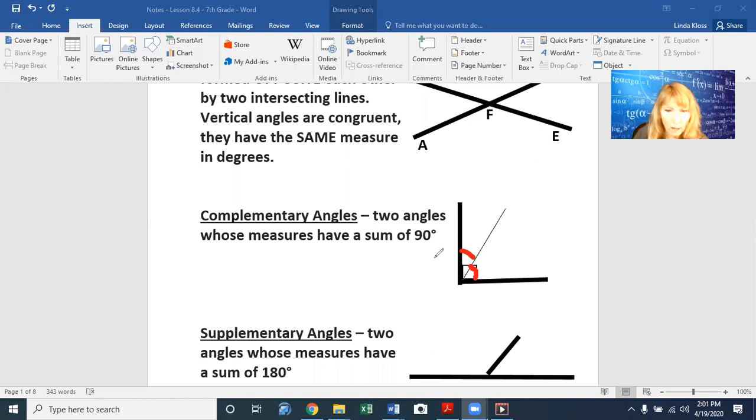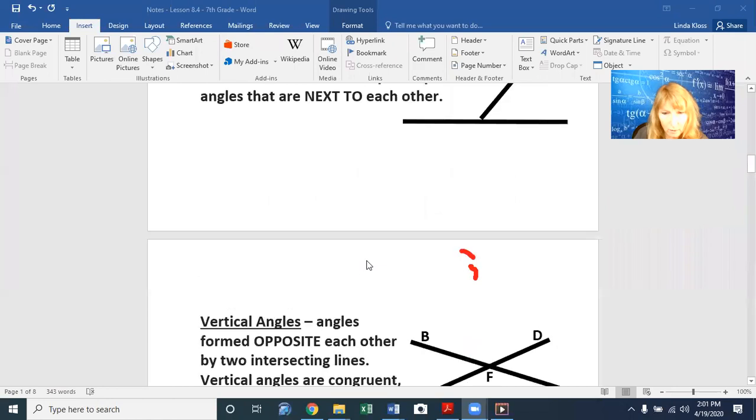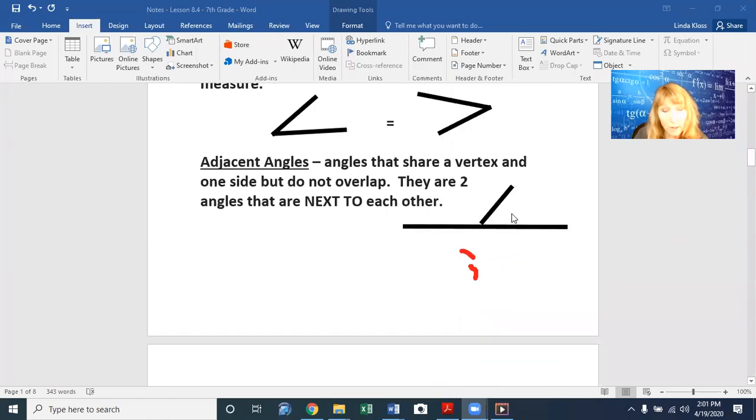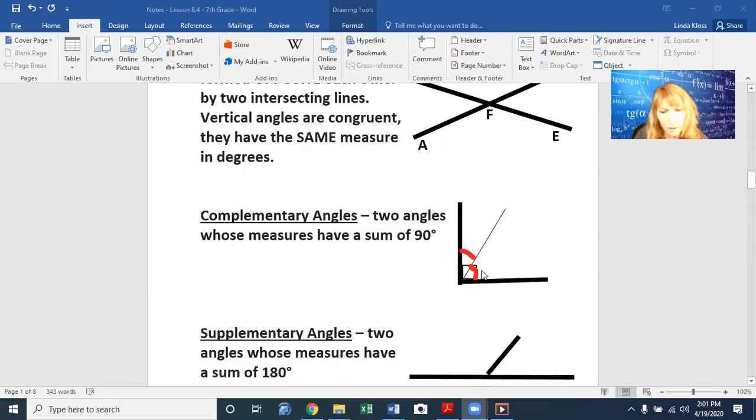Just like when we had our line, I'll go back up there for just a minute. When we had our line up here, the two angles that are adjacent to each other equal 180. When you have two angles that are adjacent to each other within a 90-degree angle, the sum of the two angles will measure 90 degrees. So maybe this one is, I'm just going to guess, 30 degrees. And the other one then would have to be 60. Probably more like 45 and 45 the way I drew it, but you get the idea. 60 plus 30, yeah, 90 degrees.